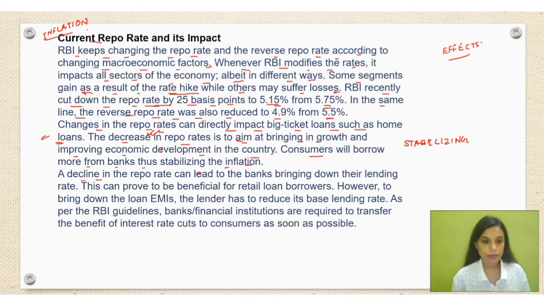And when we are talking about a decline in the repo rate, we will also talk about how it can lead to the banks bringing down their lending rate. Okay, this is another thing that happens. This can prove to be beneficial for the retail loan borrowers. However, to bring down the loan EMIs, the lender has to reduce its base lending rate. As per the RBI guidelines, banks or financial institutions are required to transfer the benefit of interest rate cuts to consumers as soon as possible.